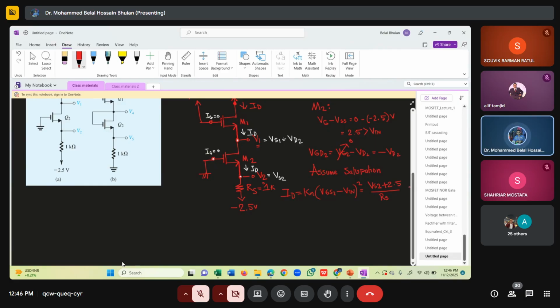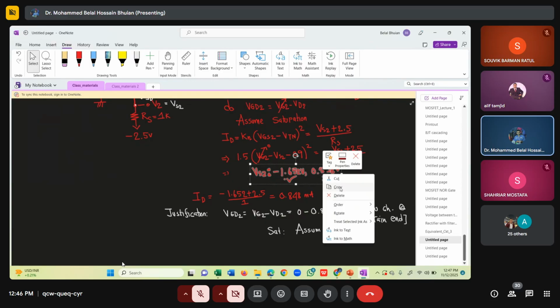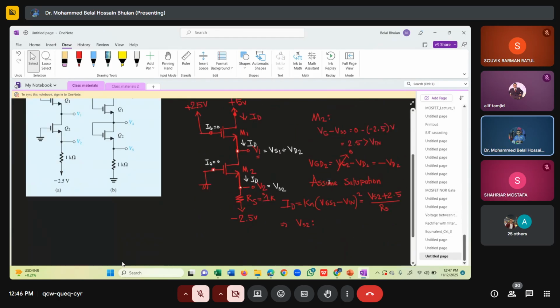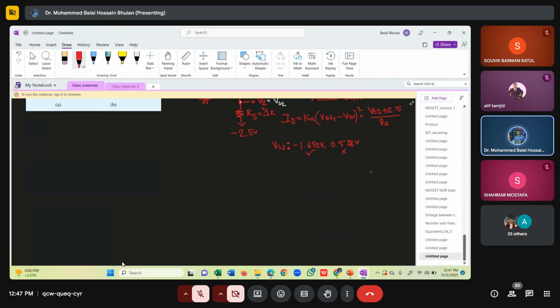After plugging this value, I'm going to get a quadratic equation, and I'm going to get two values for VS2. After calculating the quadratic equation, of course RS is equal to 1K, we get VS2 is minus 1.652, and the other one is 0.518 volt.